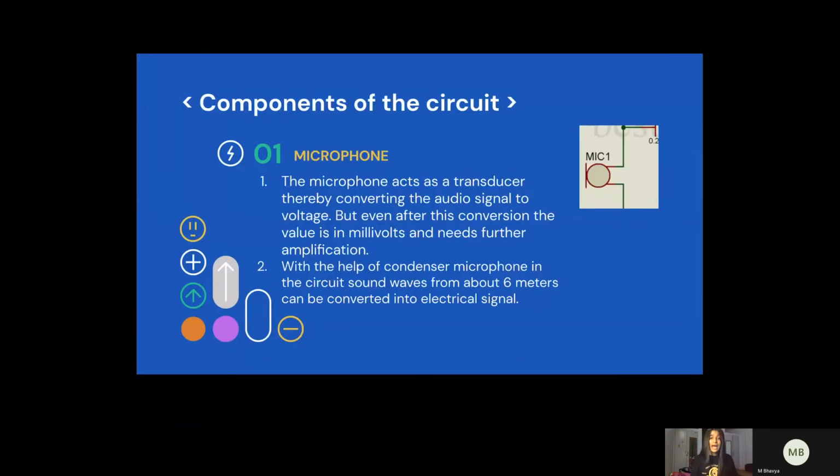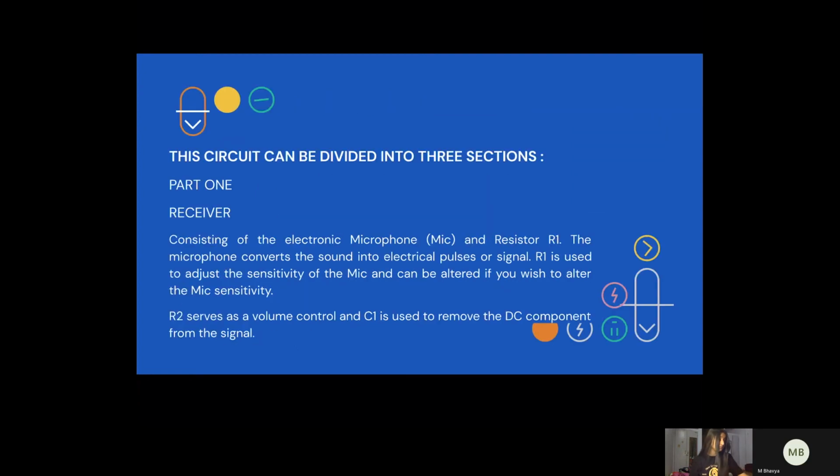The microphone here acts as a transducer, thereby converting the audio signal which we receive at the input end into voltage. We realize that even after this conversion, the value of the voltage is in millivolts and hence it needs further amplification, and hence this whole circuit device was built. With the help of the condenser microphone being used in this circuit, the sound waves from about 6 meters can be converted into electrical signals.